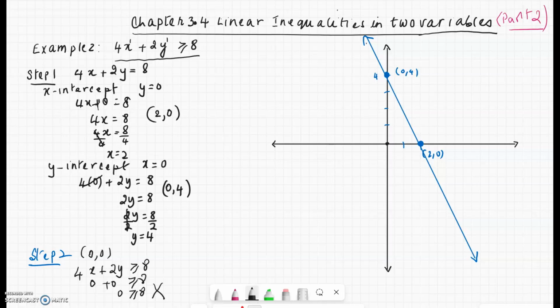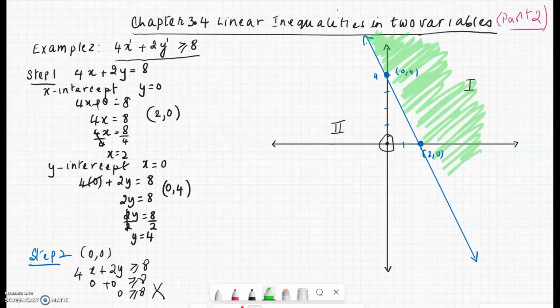So therefore, what that tells me is, let's label the regions. Let's say this is region 1 and this is region 2. Remember that we need to shade one side or the other. We plugged in 0, 0. It did not work. What does that tell us? The side opposite to the region that contains 0, 0 is shaded. So we shade region 1, and that region 1 satisfies the inequality that we want.